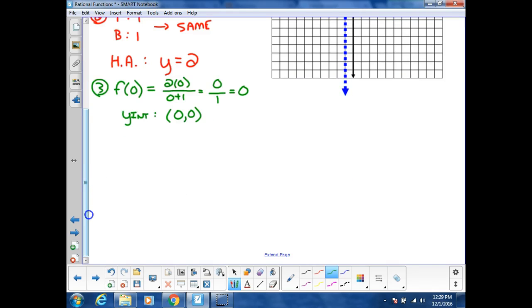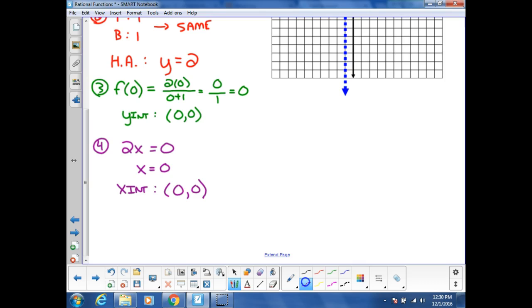All right. What's my next step? Find my x-intercept. How do I find my x-intercept? Set the numerator equal to 0. So my numerator here was 2x. I set that equal to 0, and I solve that, and I get x equals 0. So my x-intercept is also 0, comma 0.